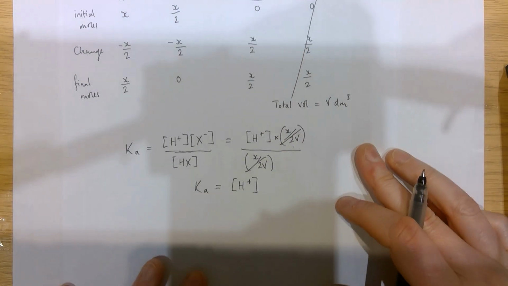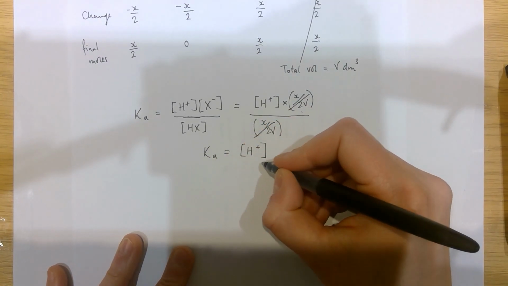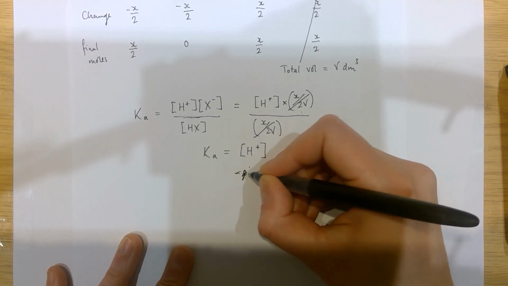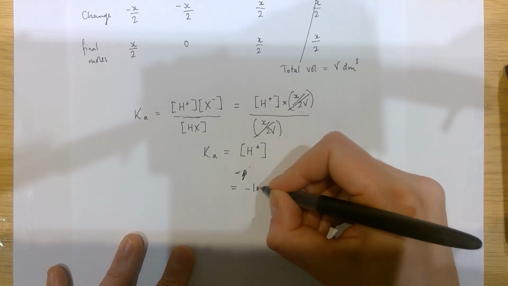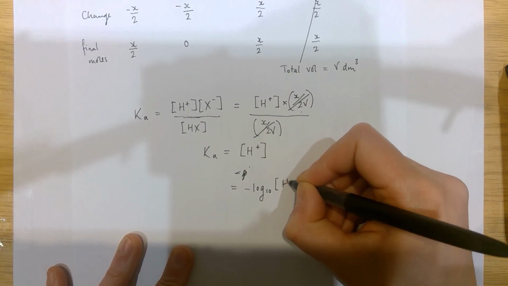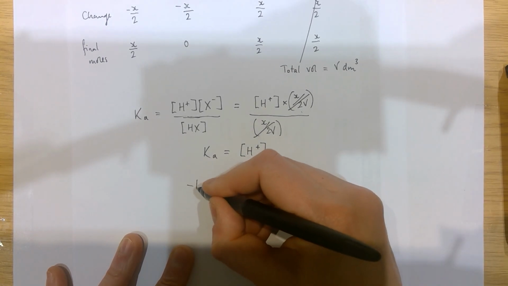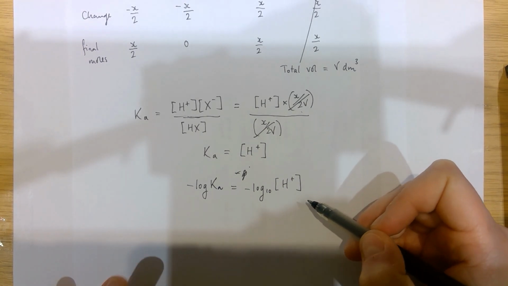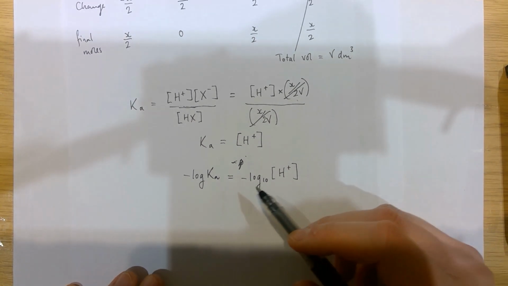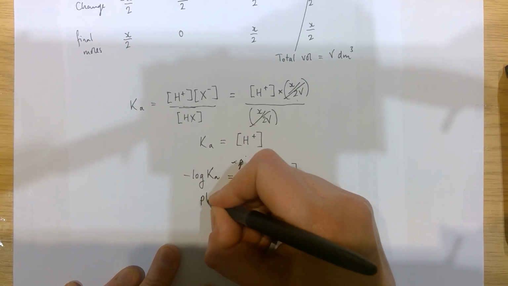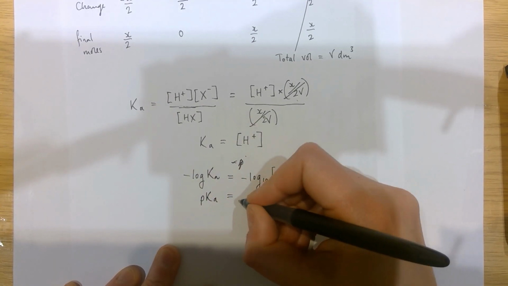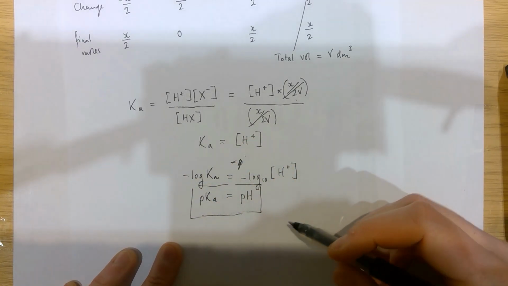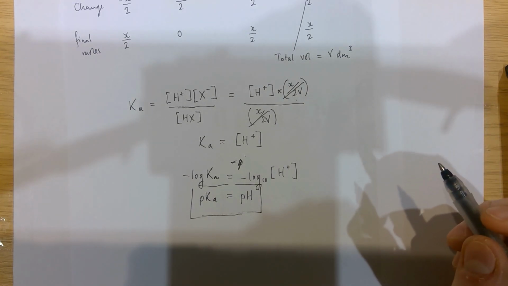Okay, and so on a pH curve, we know concentration of H plus is related to pH using the expression minus log to the base 10, concentration of H plus. So if I do that to both sides of my equation, I can say minus log Ka equals minus log to the base 10 concentration of H plus. And we give that the name pKa, don't we? And we call this pH. So we've made our expression here, pKa equals pH at the half neutralization point, and we've already talked about how we would rearrange that.